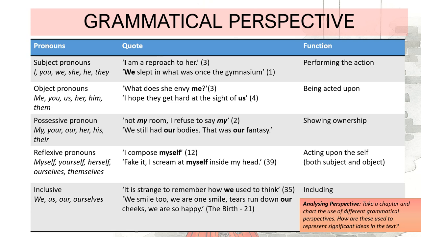And we could also think about the inclusive use of pronouns. So these create a sense of inclusion, a sense of togetherness, and they are also used meaningfully. So it's worth at this point pressing pause, looking at a chapter or an extended section of the text, and exploring how different grammatical perspectives are used. Obviously the first, second and third person, as you know, will be used, but how are these represented as subjects or objects within sentences? Is there any use of possessive, reflexive or inclusive forms, and how can we link that to specific meanings in the text?